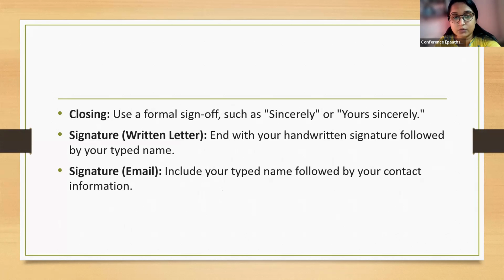Now you need to close the letter, like Sincerely or Yours sincerely, end with your handwritten signature and your typed name. Now for the signature, include your typed name followed by your contact information.